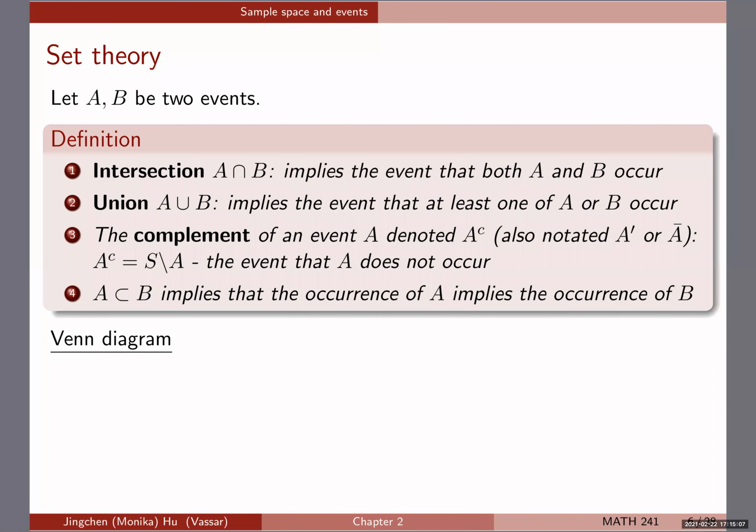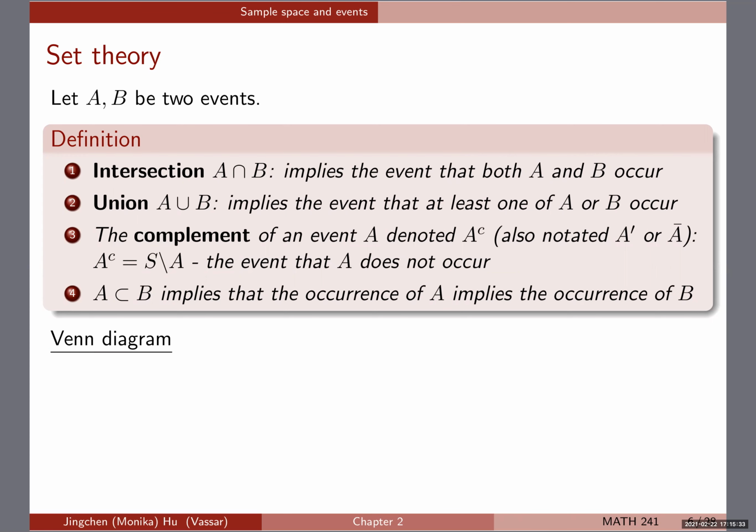Now we come to set theory. We have very important results here to show, and I'm sure you will learn a lot out of it, and they will be really useful to us later on. So we're going to define A and B to be two events. Events can be defined by any letter; we usually use capital letters. So set theory has four important results and definitions here.